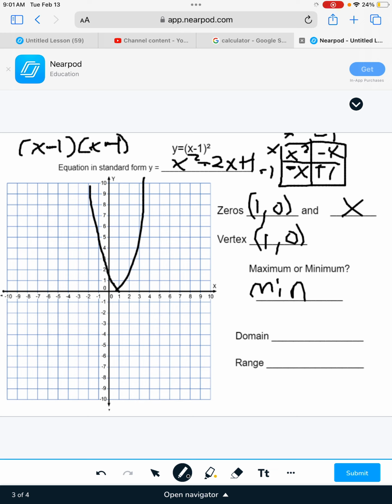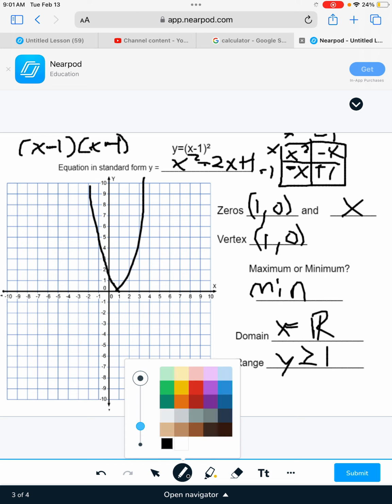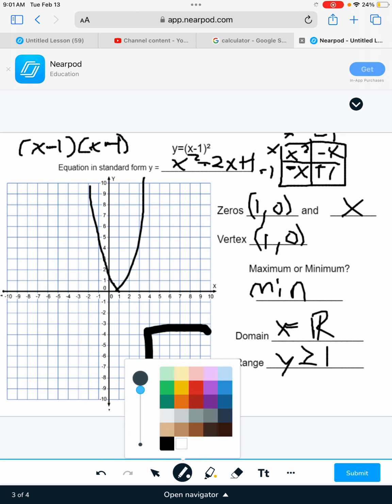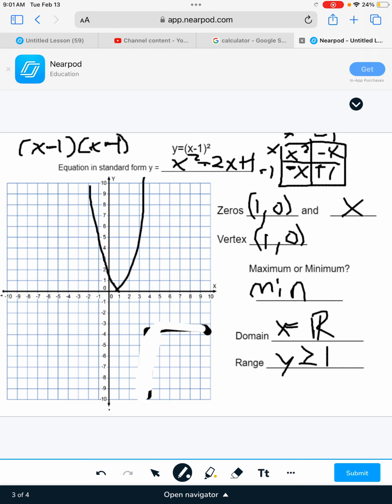Last but not least, domain and range. Once again, the x could be all numbers. The range has a boundary at 1, and as long as y is greater than or equal to 1, we're good. Something else about these zeros I don't want you to forget is that you can solve for the zeros when we're looking at these, right?